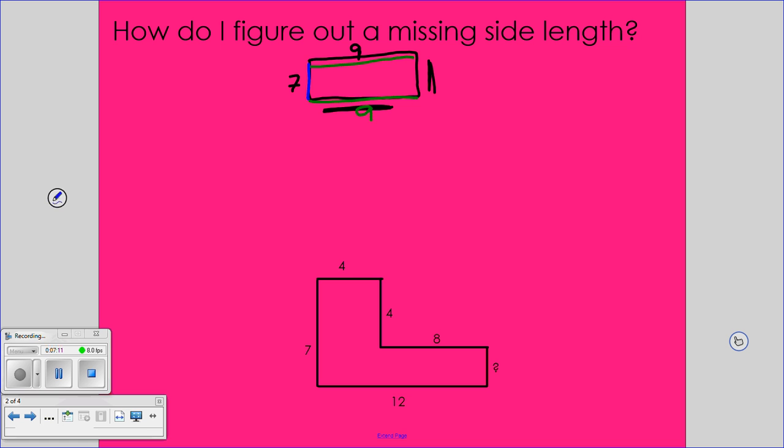Very good. This side and this side, because we know it's a rectangle, that's the rule. They have to be the same length. Opposite sides are the same length. And this also has to be a 7. Are we good with figuring out those missing sides? Give me a thumbs up if you feel like this is easy peasy for a rectangle.